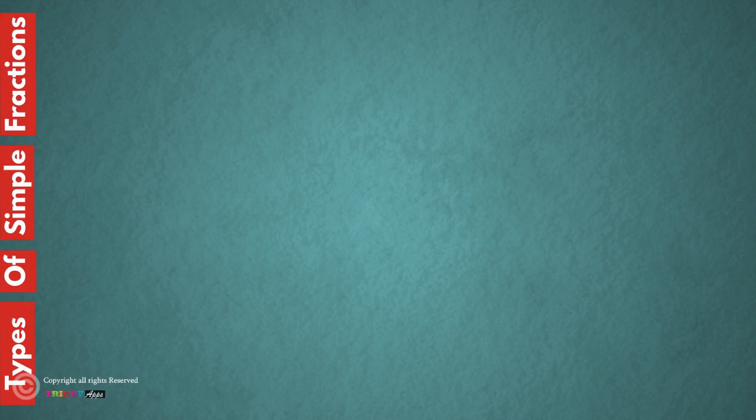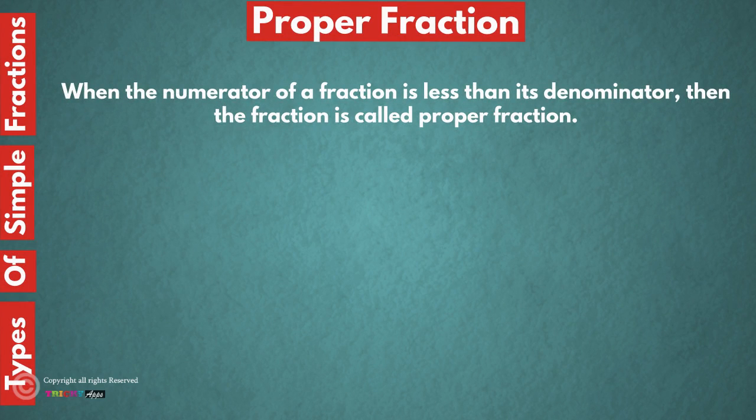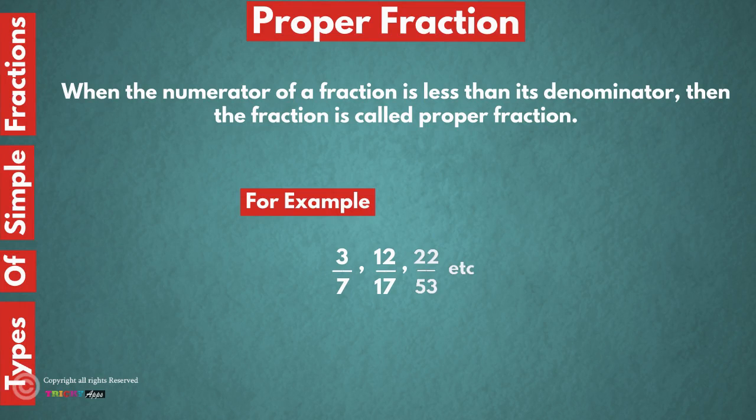Types of simple fractions. Proper fraction. When the numerator of a fraction is less than its denominator, then the fraction is called a proper fraction. For example, 3 by 7, 12 by 17, 22 by 53, etc. Here, the numerators are less than their denominators.